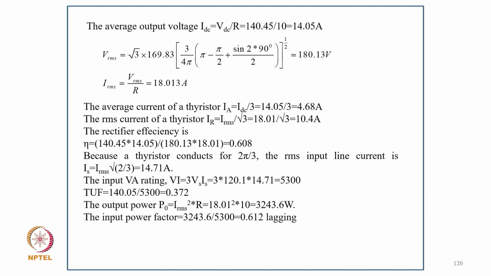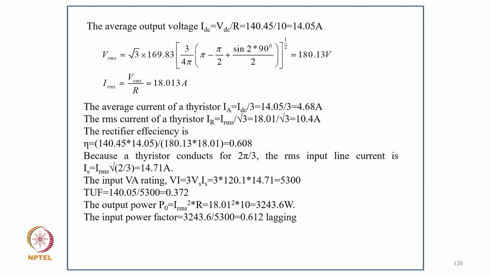The average output current IDC is equal to VDC upon R, that becomes 14.05 ampere, and VRMS equal to root 2 times 169, putting the value it is 180.13, and IRMS is VRMS upon R, that is 18.013 ampere. The average current of the thyristor is IDC by 3, that is 4.68, and the IRMS thyristor current is IRMS by root 3, that becomes 10.4 ampere, and the rectifier efficiency is calculated by putting in the values.